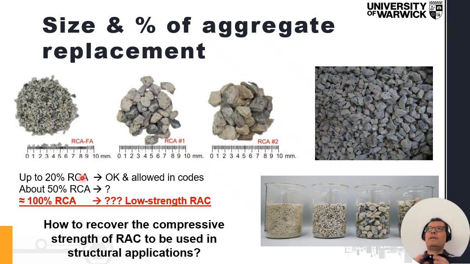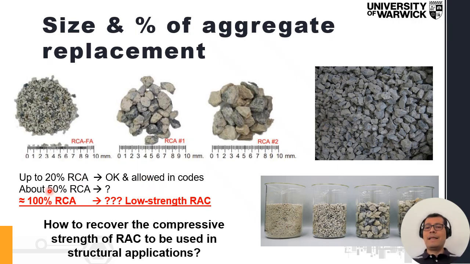Now, replacing part of your aggregate with RCA is not a big issue if you replace small volumes. So let's say up to 20% level of replacement, it's okay. If you look at the ACI 318, the American code actually allows you to replace some of that aggregate with RCA, and you can still use the same equations to do your calculations, to calculate your beams, columns, and so on. So there is no big issue if you replace only a fraction, around 20-25% of your aggregate with RCA.